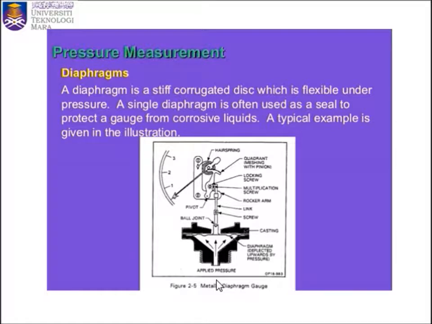So when pressure is applied, the corrugated diaphragm will deform. When it deforms, it will activate the hairspring pivot, so it will give the reading at the scale.